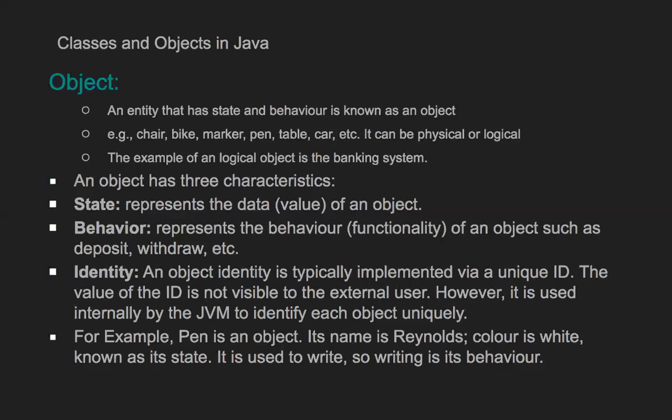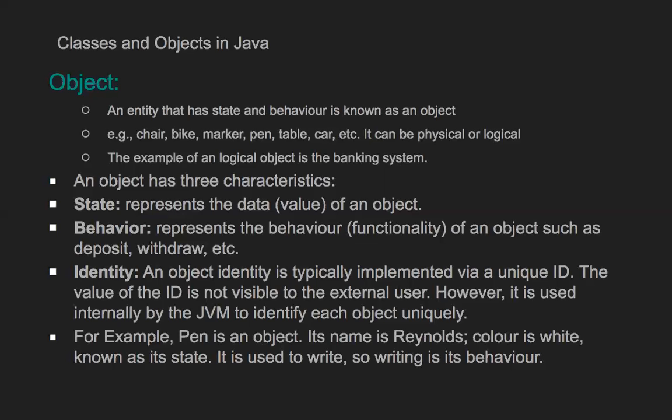As we said, in Java we can take any object in the world. I've given good examples of things we use on a daily basis, like chair, bike, marker, pen, table, car, etc. It can be physical or logical. An example of a logical object is a banking system. Whatever is defined, we call it a class, and whenever we create an object of it and utilize it, it is called an object.